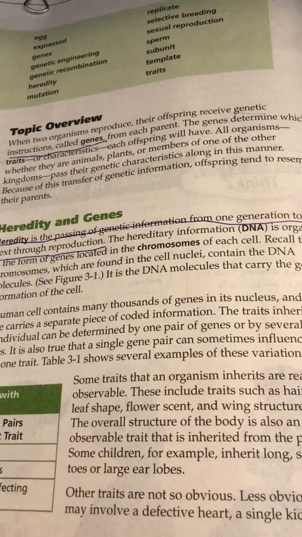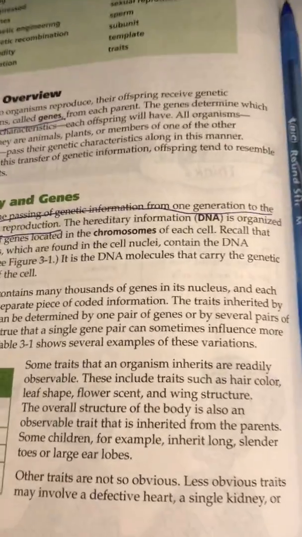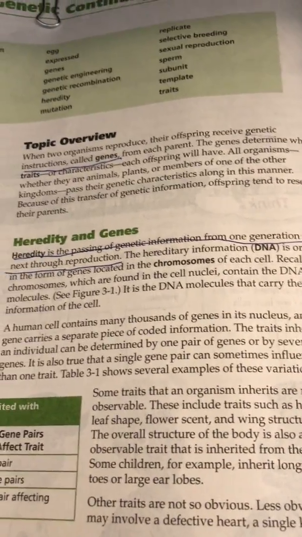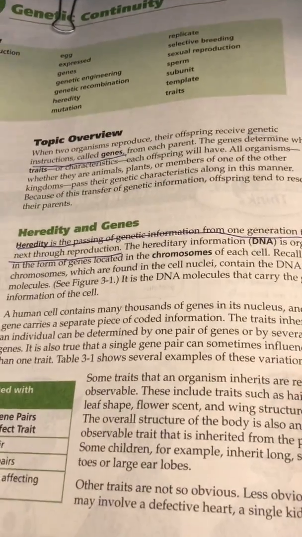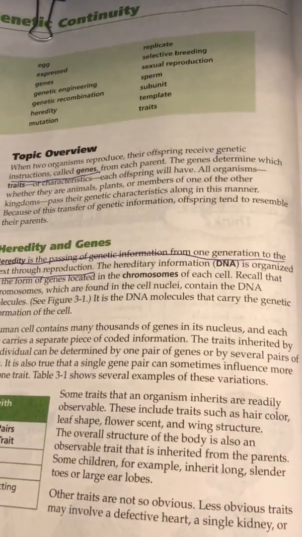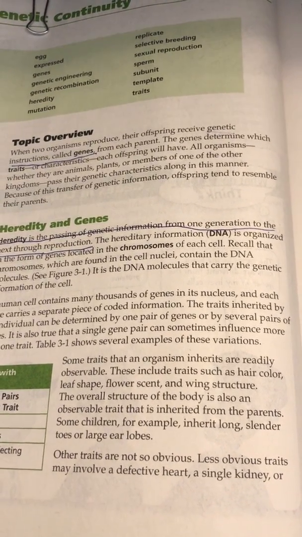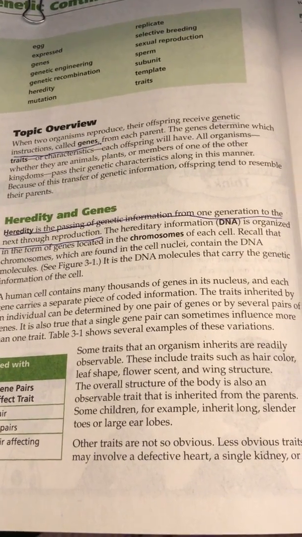Topic overview. When two organisms reproduce, their offspring receive genetic instructions called genes from each parent. The genes determine which traits or characteristics each offspring will have. All organisms, whether they are animals, plants, or members of one of the other kingdoms, pass their genetic characteristics along in this manner. Because of this transfer of genetic information, offspring tend to resemble their parents.